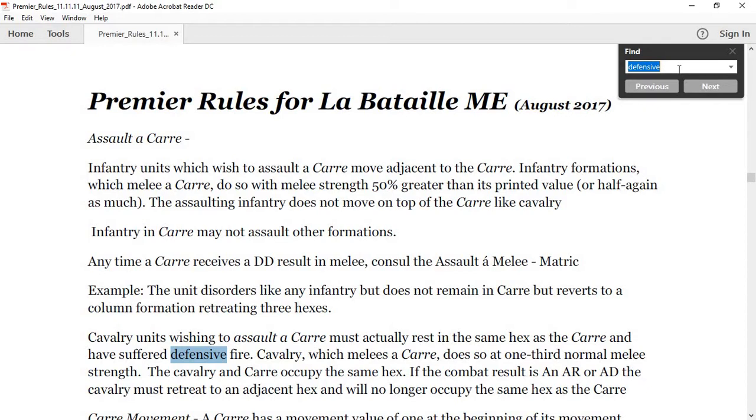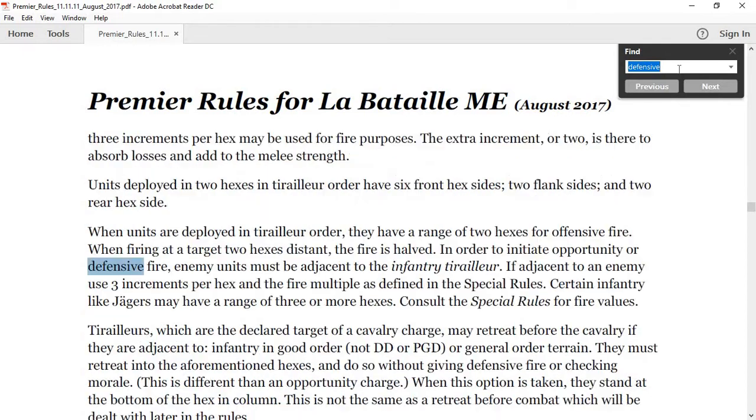Cavalry units wishing to assault a square must actually rest in the same hex as the square and have suffered defensive fire. When firing at a target 2 hexes distant, the fire is halved. This is for skirmishers. In order to initiate opportunity or defensive fire, enemy units must be adjacent to the infantry skirmishers. They must retreat into the aforementioned hexes and do so without giving defensive fire or checking morale. This is retreat before cavalry for skirmishers.